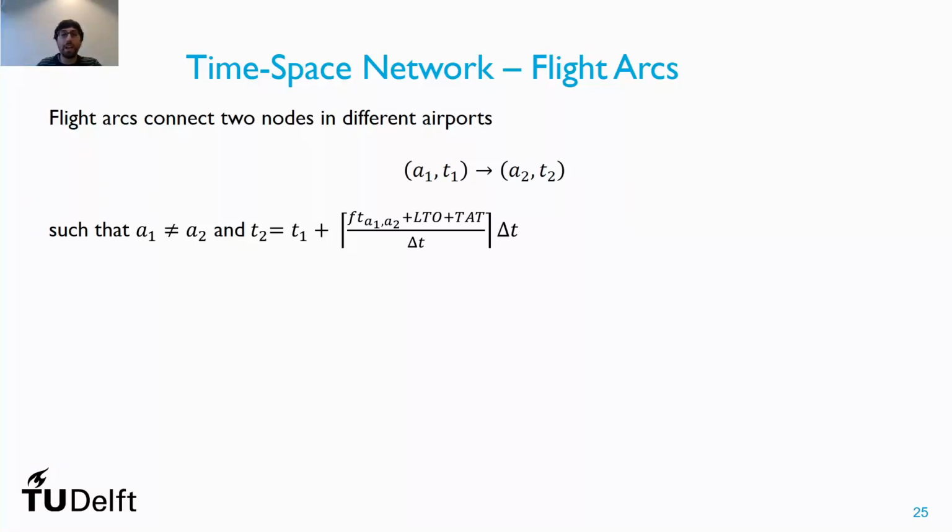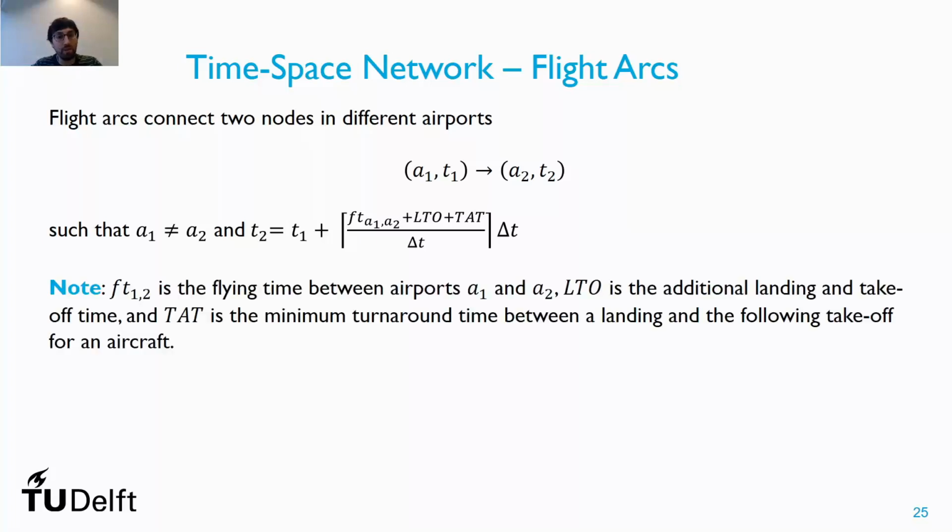Then I'm mentioning LTO, which stands for the landing and takeoff extra time an aircraft might need before takeoff and after landing, and TAT stands for minimum turnaround time. And the reason why we use turnaround time already in the definition of the augmented flying time between 2 airports will become a bit easier to understand later in the presentation. It has to do with the flow conservation constraints.